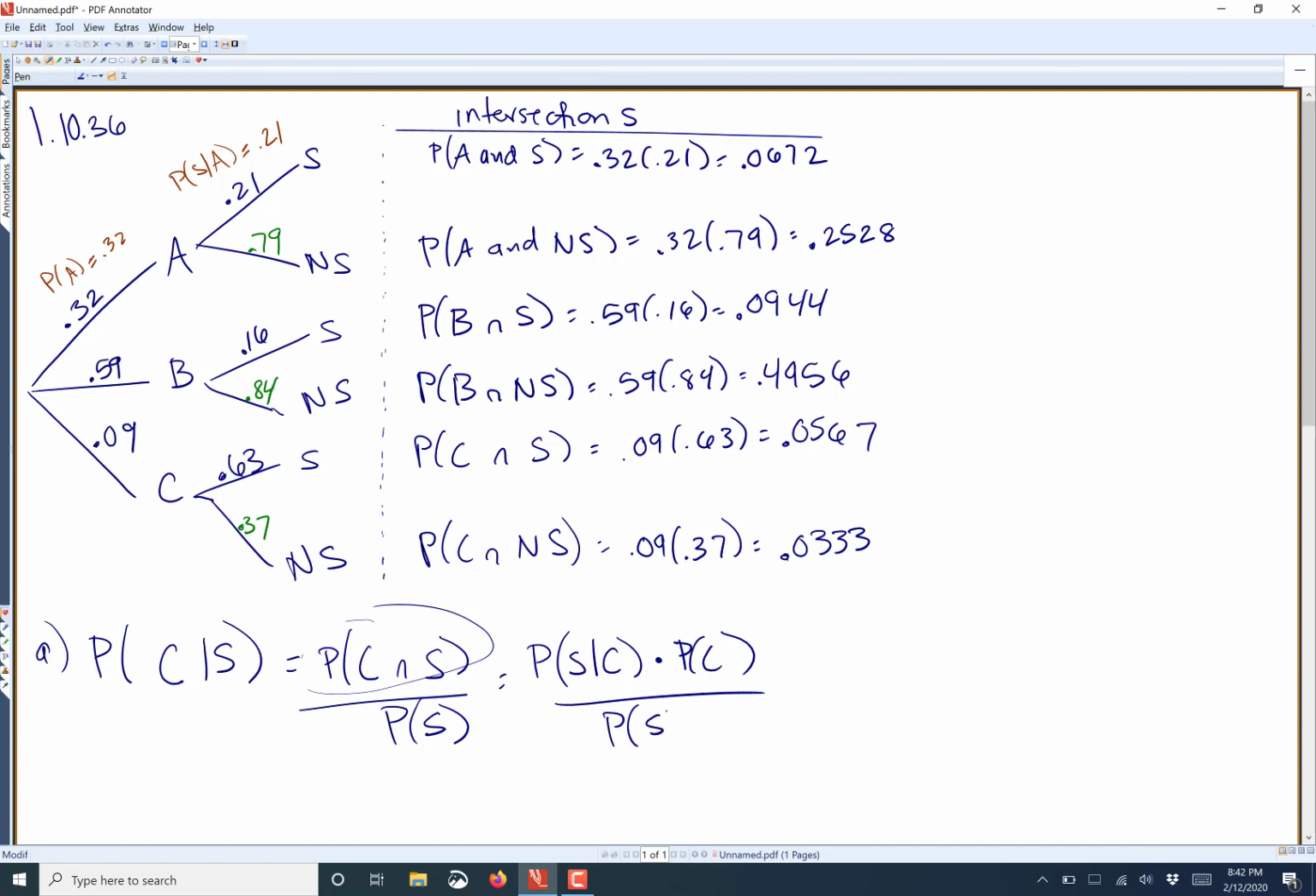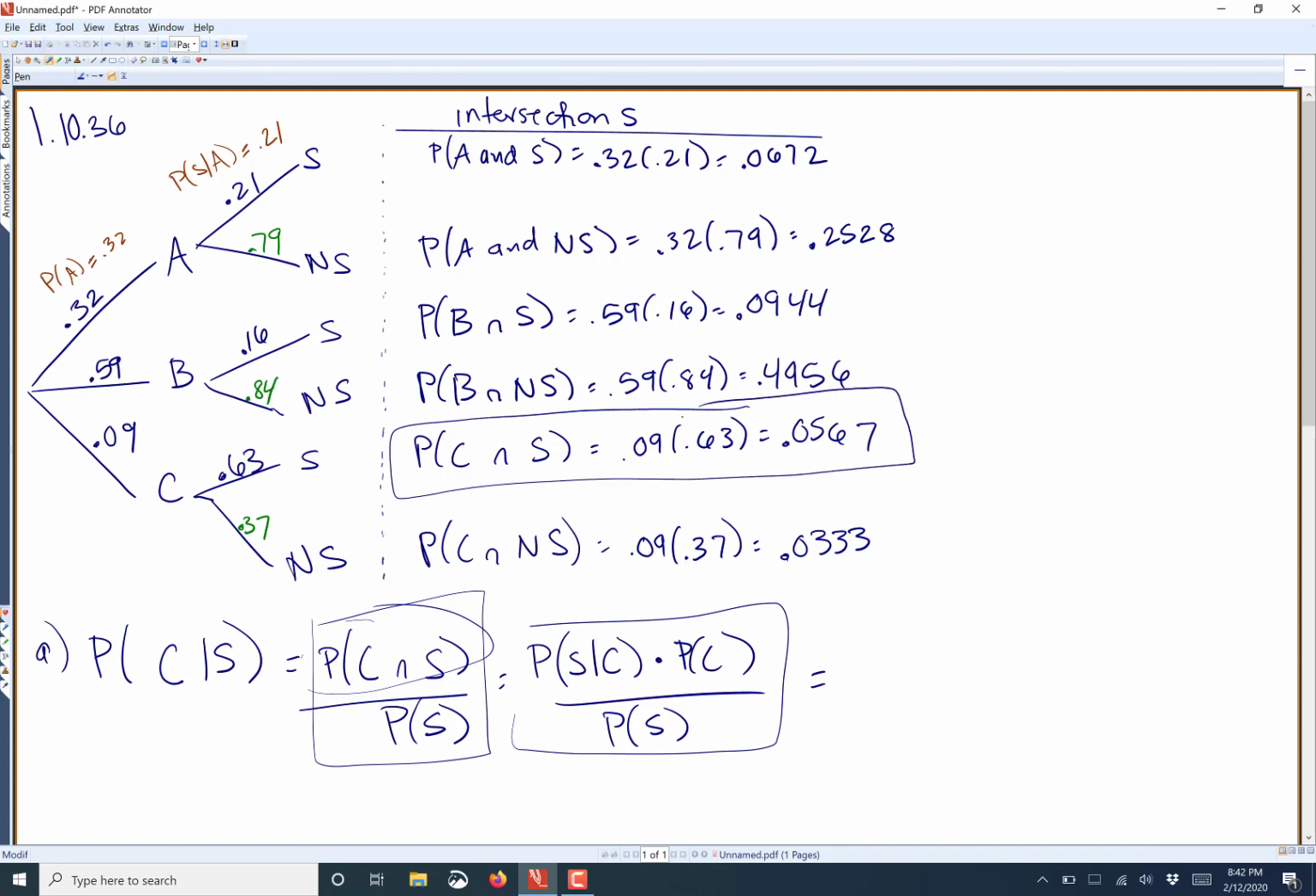And this would all be over the probability of S. Now, it doesn't matter which way you write this out, whether you do the longer Bayes' theorem or, because we've already done intersections, you just skip to this, we're going to get to the same result. Because the probability of C and S, how did we find that? We did the probability of C as 0.09 times 0.63, which is the probability of S if you know they have C. So we already did that step. Either way, we have 0.09 times 0.63 on the top. Okay, so that's the top part.